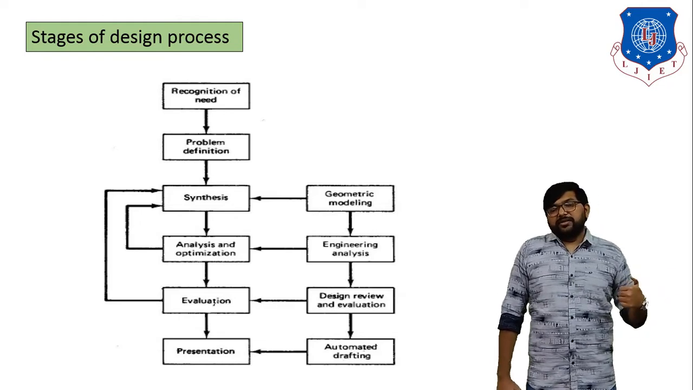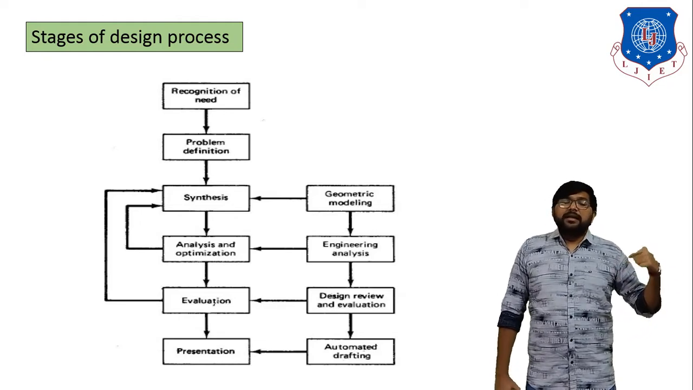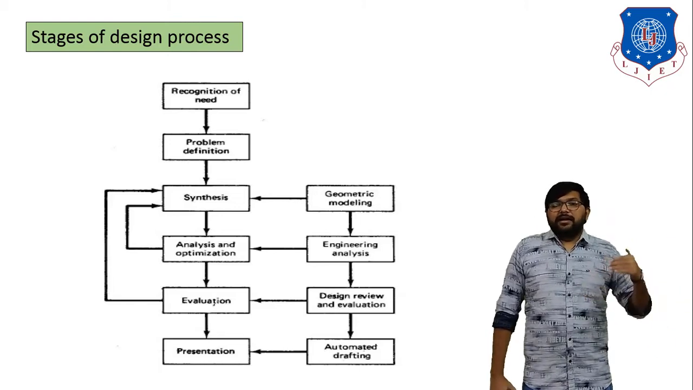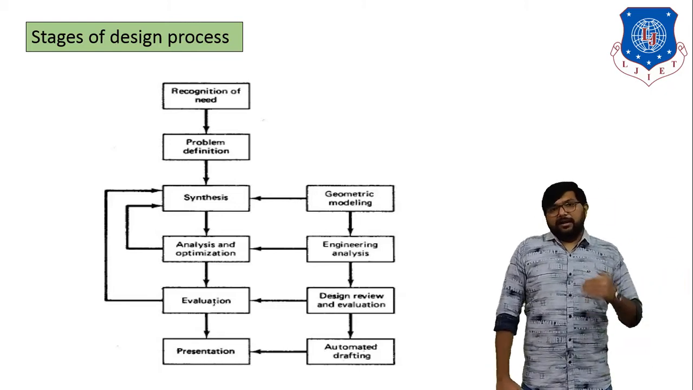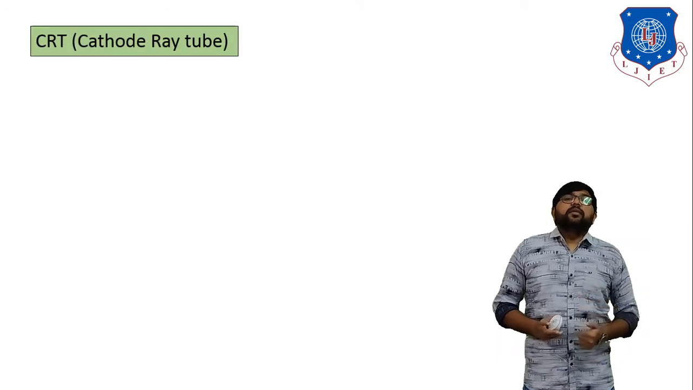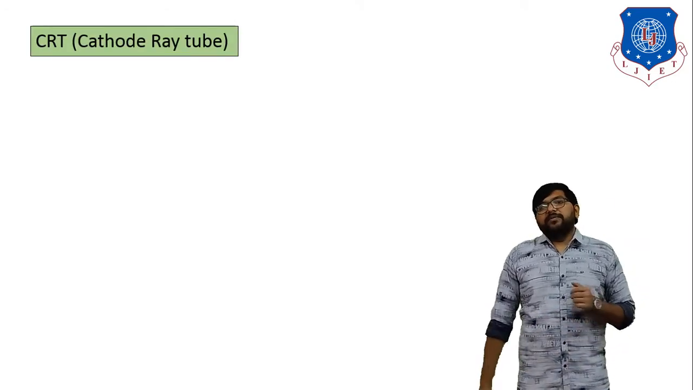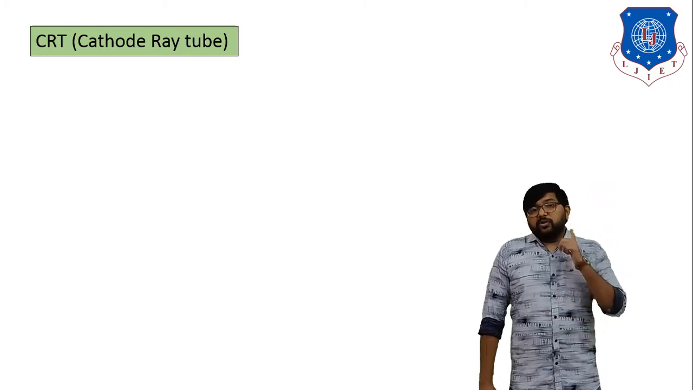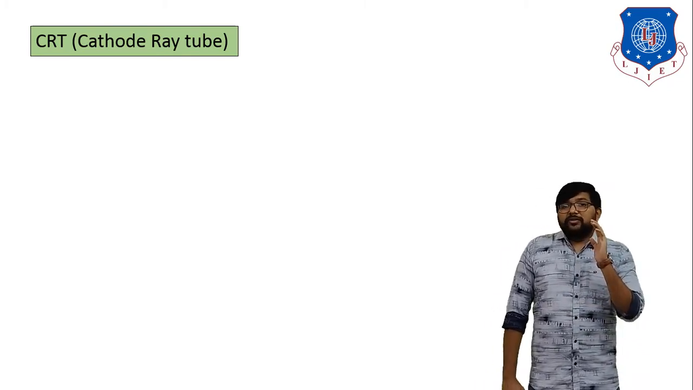So in today's session we discussed two topics. First, some input and output devices, and second, the stages of the design process. The last topic is CRT. The first question that comes to your mind is: what is the full form of CRT? The full form of CRT is cathode ray tube. You all know what a cathode ray tube is.